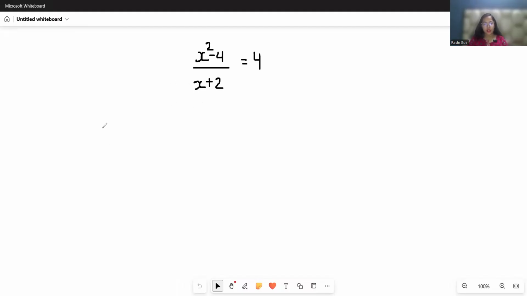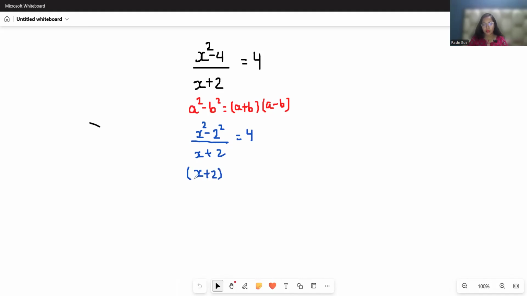So first, in the numerator, I'm going to use the identity a² - b² = (a + b)(a - b). So first convert this numerator in terms of a² - b². So 4, I can write as 2². Now we can write this in terms of this identity as (x + 2)(x - 2)/(x + 2) = 4. Now we can simply cancel out the numerator and denominator x + 2.